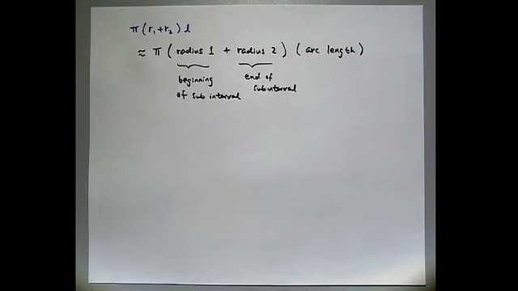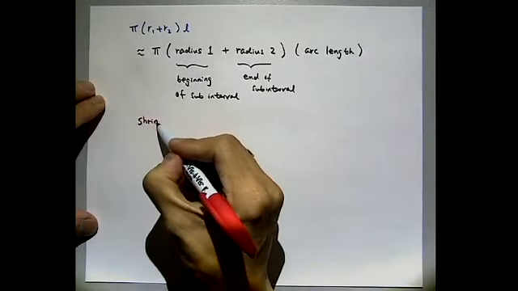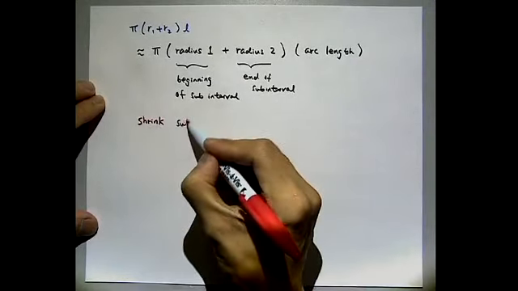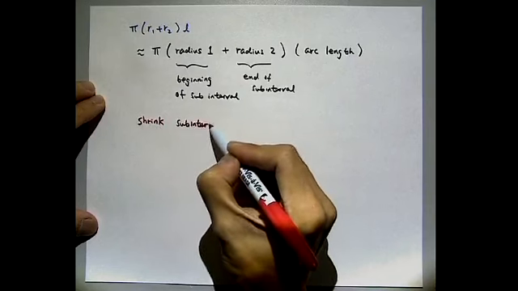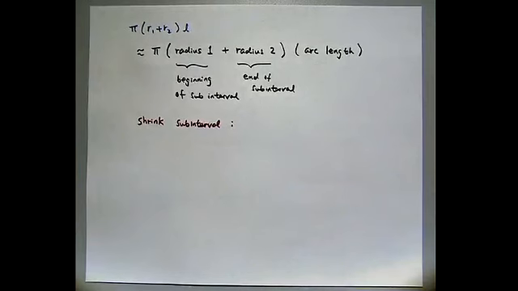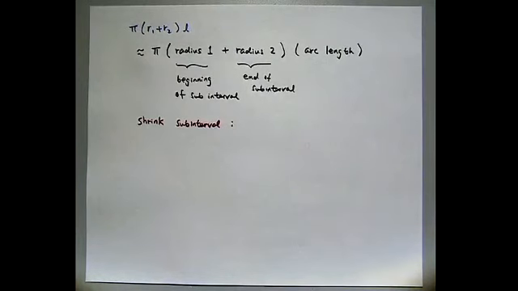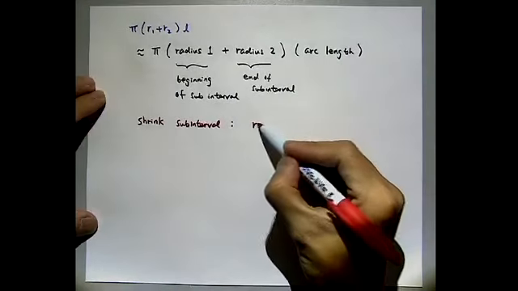And once again, we're not happy with approximation. We want the exact answer. So again, we're going to shrink the subinterval. What happens when you shrink the subinterval? What happens to radius 1 and radius 2? If we shrink this small enough, they're roughly the same, exactly.